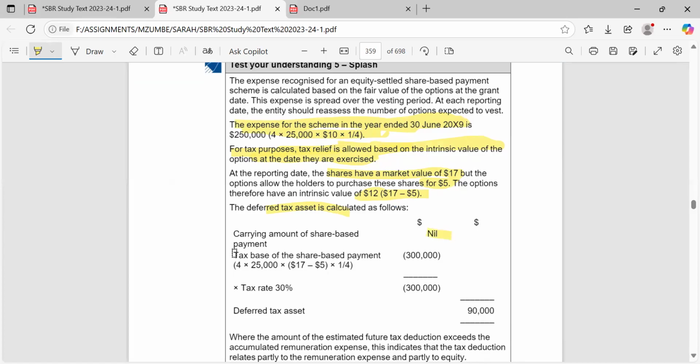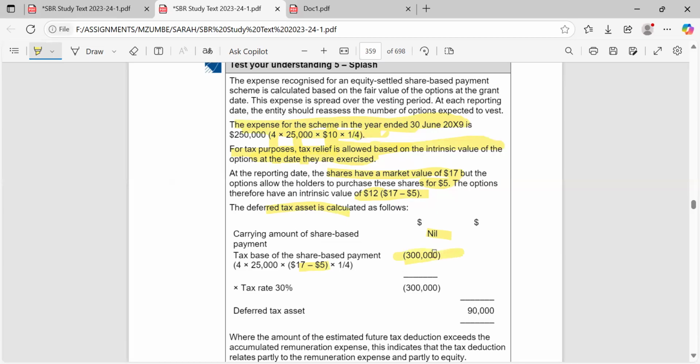And now, how do we go on getting the tax base? We said that we value the tax base on the intrinsic value. So it would be like this one. You can come up here. We said 4. You see that 4 times 25 is usual, no problem. Now, instead of using the fair value at grant date, which was 10, we use the intrinsic value, which was 12. So it should be 17 minus 5, which is how much? Which was 12, right? Yes. After getting that 12 now, you multiply by 1/4, just like here, and you get your tax base.